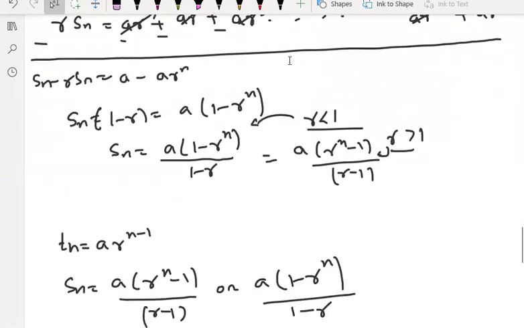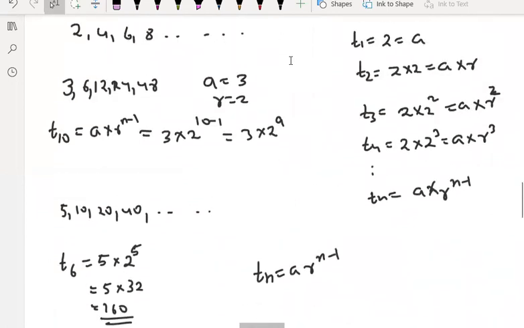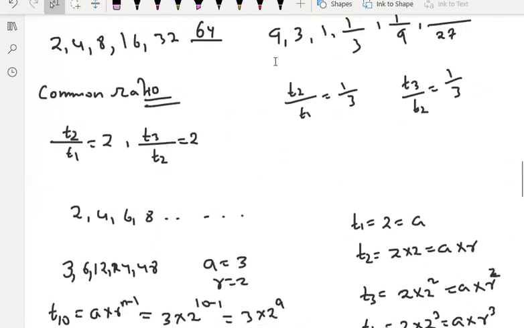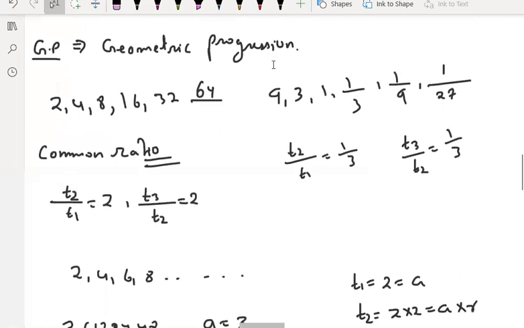What is geometric progression? We saw that as in AP, we have a common difference between two terms, which means the difference of consecutive terms is always constant. In the same way, in GP, in geometric progression, the ratio of consecutive terms will always be constant.